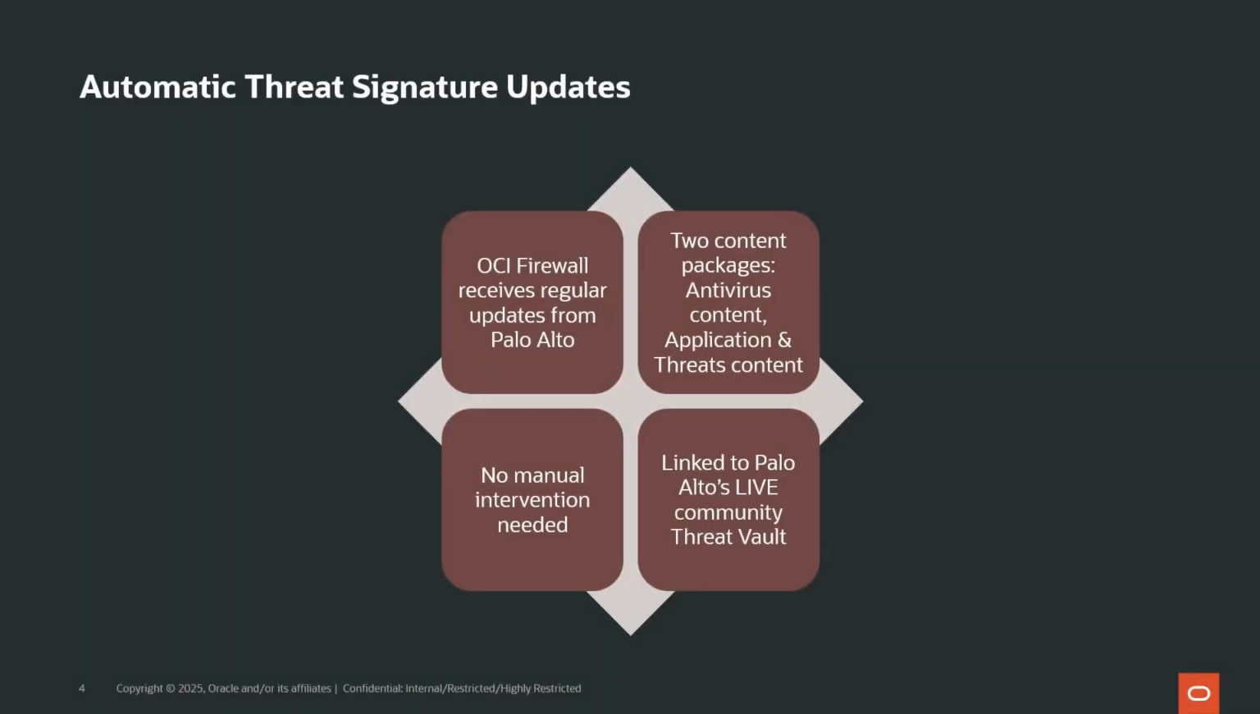The OCI network firewall service receives signature updates in the form of two update packages: the antivirus content and application threats content updates. The packages are automatically updated as part of the service. The antivirus content updates include antivirus signatures and DNS signatures used by antivirus and anti-spyware security profiles. The application threat content updates include vulnerability and anti-spyware signatures used by the vulnerability and anti-spyware security profiles.